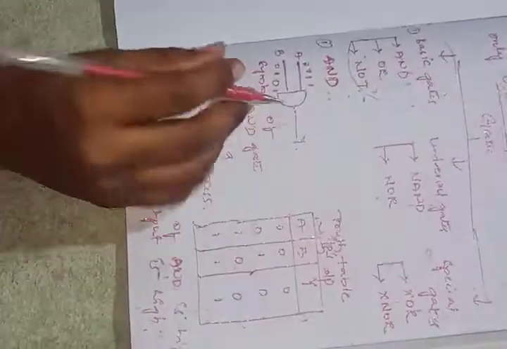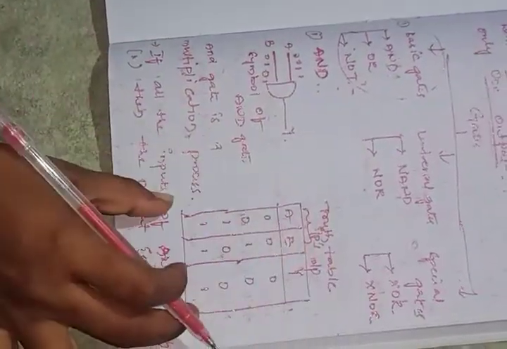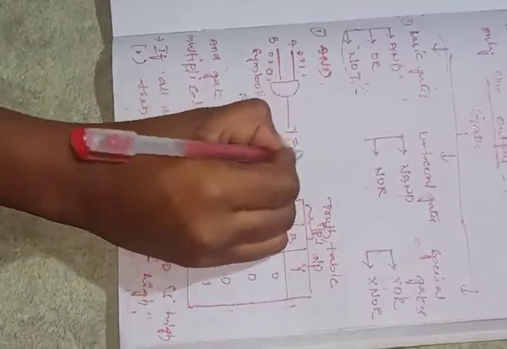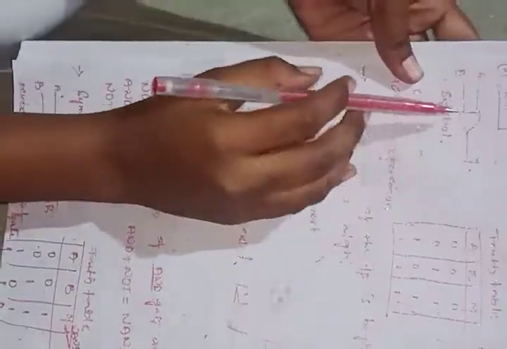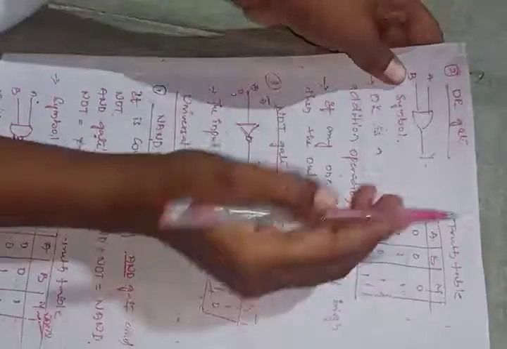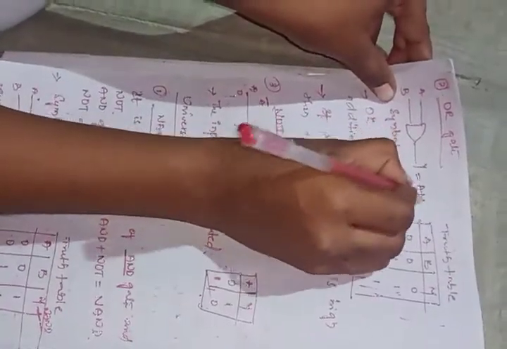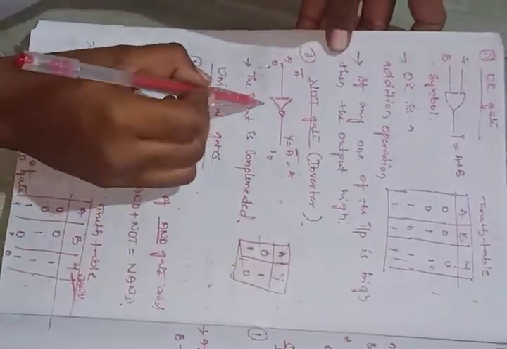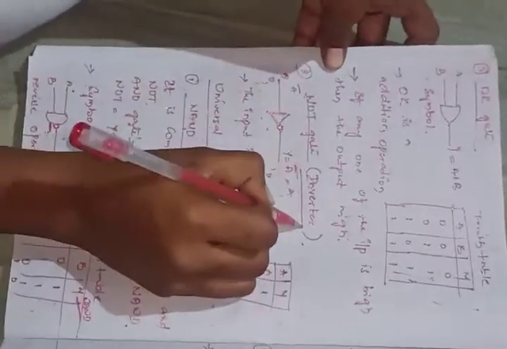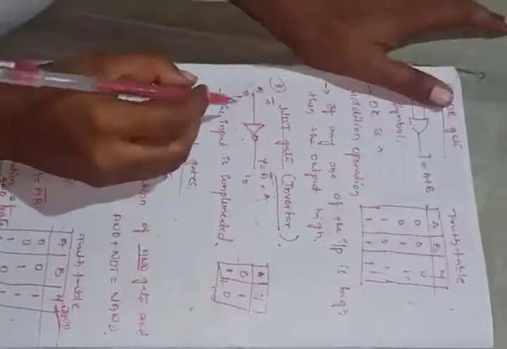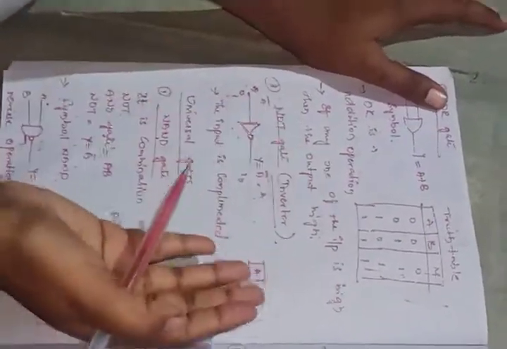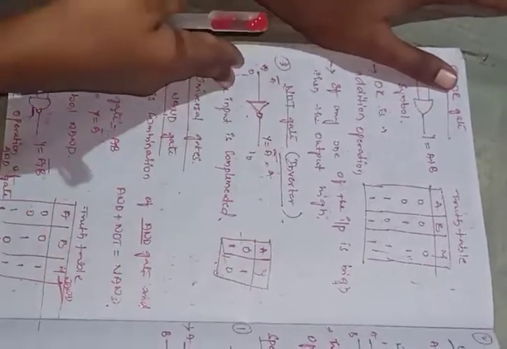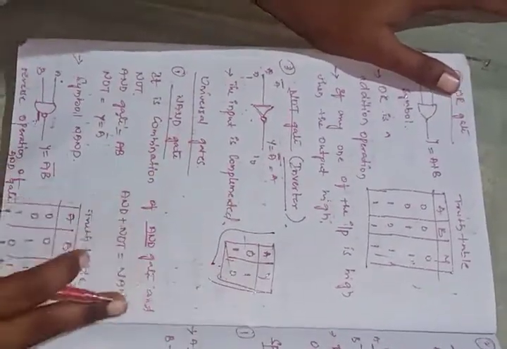Now the AND gate. This is the symbol of AND gate, and this is the truth table of AND gate, and here Y is equals to AB. And next, move on to the next gate, OR gate. This is the OR gate symbol, and this is the truth table of OR gate. Here Y is equals to A plus B. It is an addition operation. And the next NOT gate, it is also called an inverter. If we give any input, then the output is the complement of input. So this is the truth table of NOT gate.